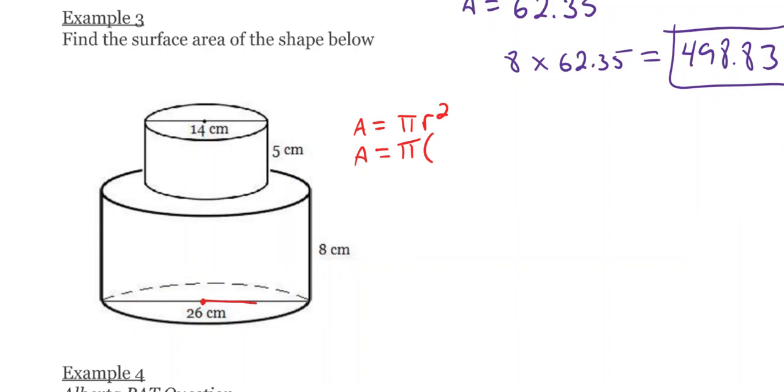Remember r is half of the diameter. So r is from there to there. So that's going to be 13, right? If the whole thing is 26, then the radius is going to be 13. So that's going to be 13 squared. Okay, so let's just plug that in and get a decimal for now. So we'll go pi times 13 squared. It's going to be 530.929. I'll just leave a few decimals there.